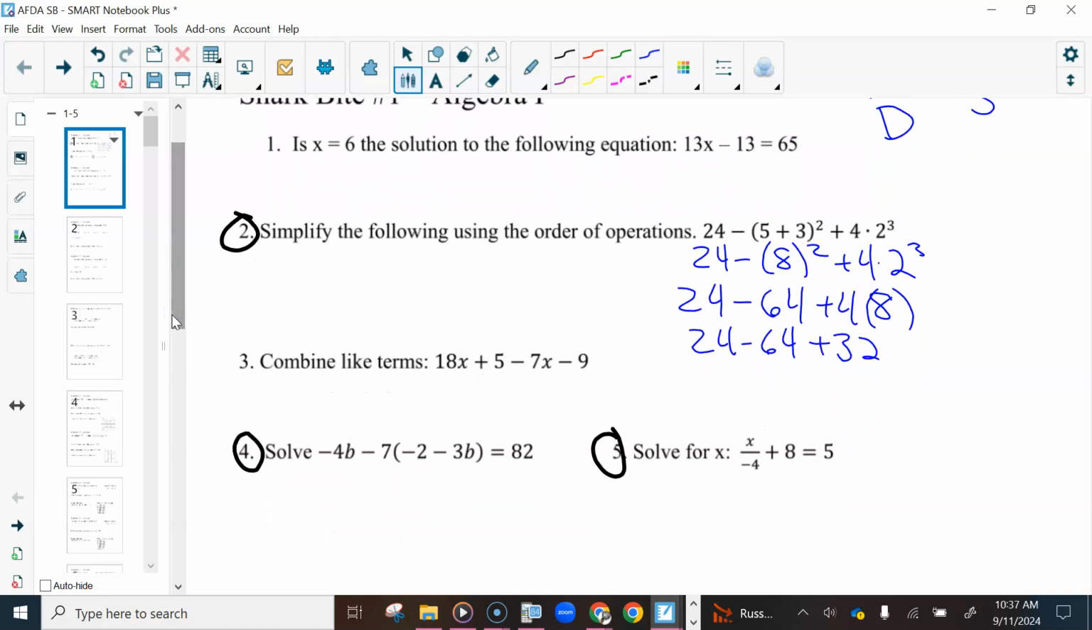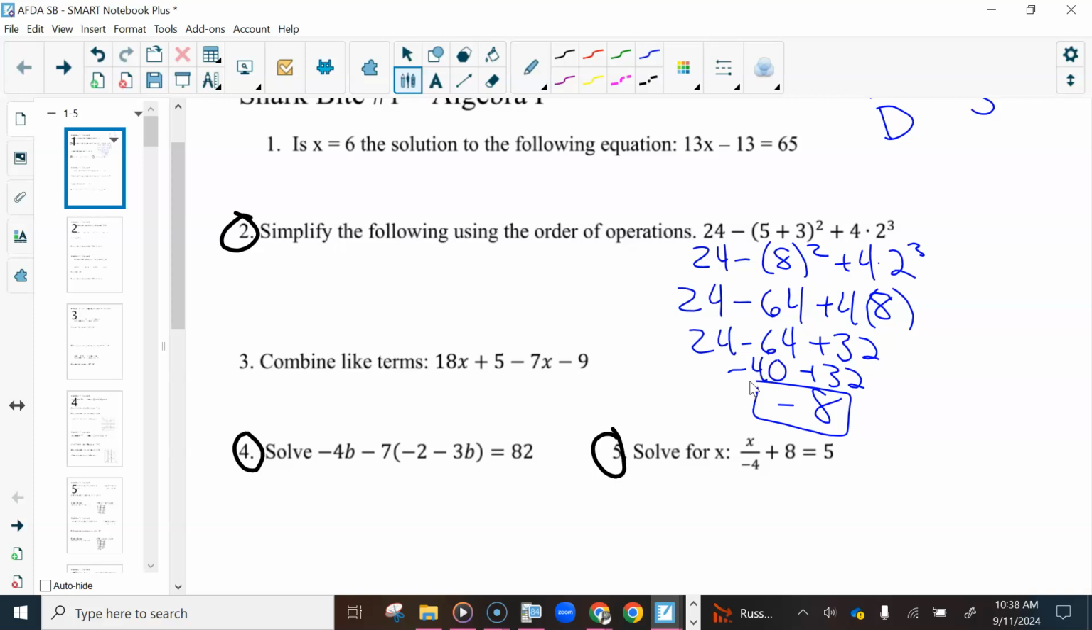And then you could put this all in your calculator at once. You could do it one by one. That is completely up to you. I'm just going to put each part in. So this would give me negative 40. And then if I combine these two, negative 40 plus 32, that would be negative 8. So we all got negative 8.